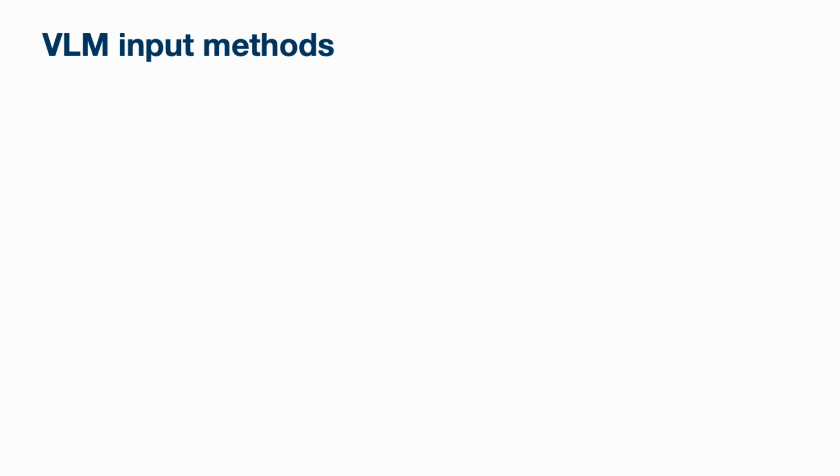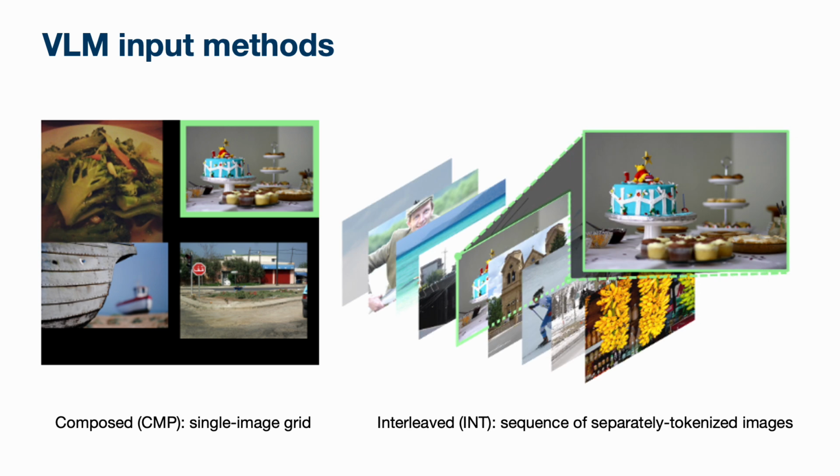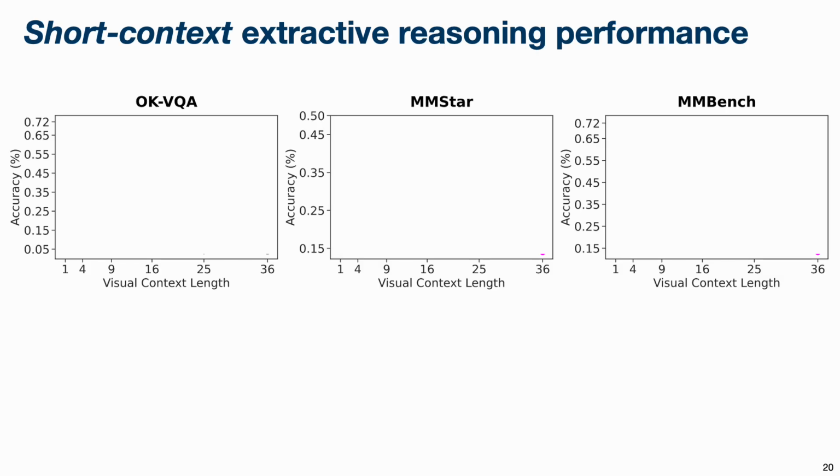We have two different ways that we allow the model to ingest these sequences of examples. The first is this composed setting, which is for models that we want to test that don't have the ability to ingest an interleaved sequence of multiple images. For these sorts of models, the canonical approach to providing a multi-image input is simply to concatenate all the images into a grid. So we go ahead and do that. The other class of models that we evaluate are ones that can take in an interleaved sequence. And in this case, we separately tokenize each image and feed them in order as expected.